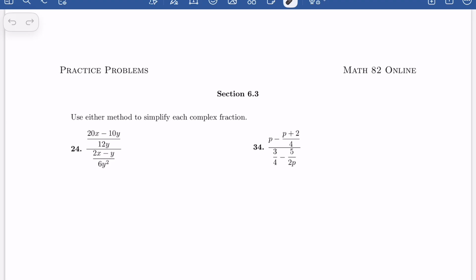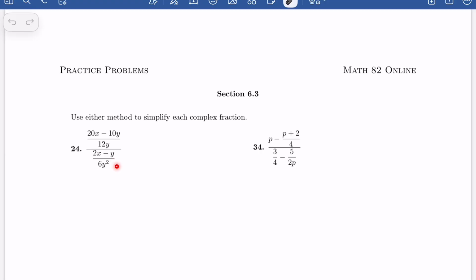Now, there are two different methods that we'll use to simplify these complex fractions. The first is we're going to take the fraction in our numerator and multiply by the reciprocal of the fraction in our denominator. Then what we want to do is simplify and make sure our final answer is in lowest terms. On the other hand, the second method involves multiplying the fraction in our numerator and in our denominator by the least common denominator of all of the denominators in our complex fraction. Again, once we do that, we would simplify and make sure our final answer is in lowest terms.